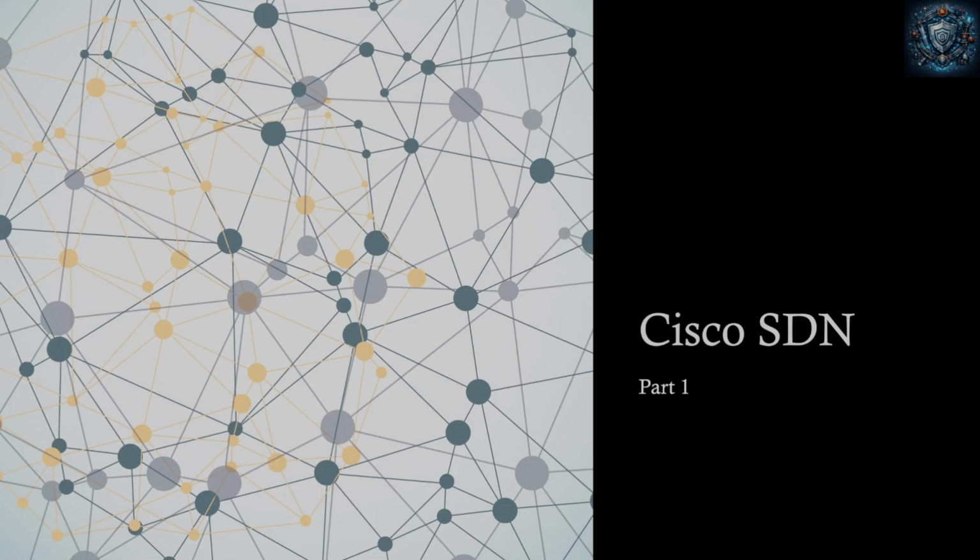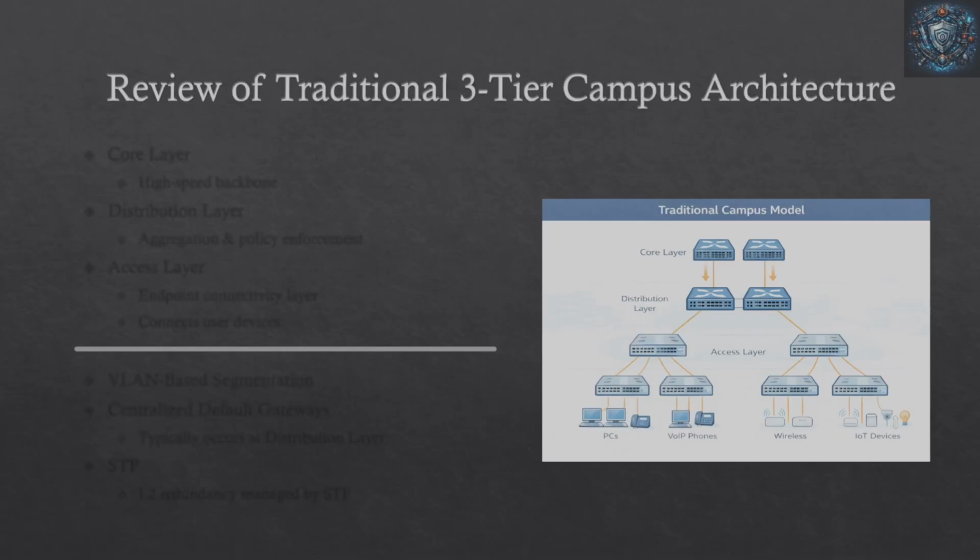But before we jump into what SDN actually is, let's take a moment to review our traditional three-tier campus architecture. If you recall, we have our access layer, distribution, and core layers. The core layer is the high-speed backbone for the network, so its only function is to be as fast as possible to transmit data from one point to the other as quickly as possible.